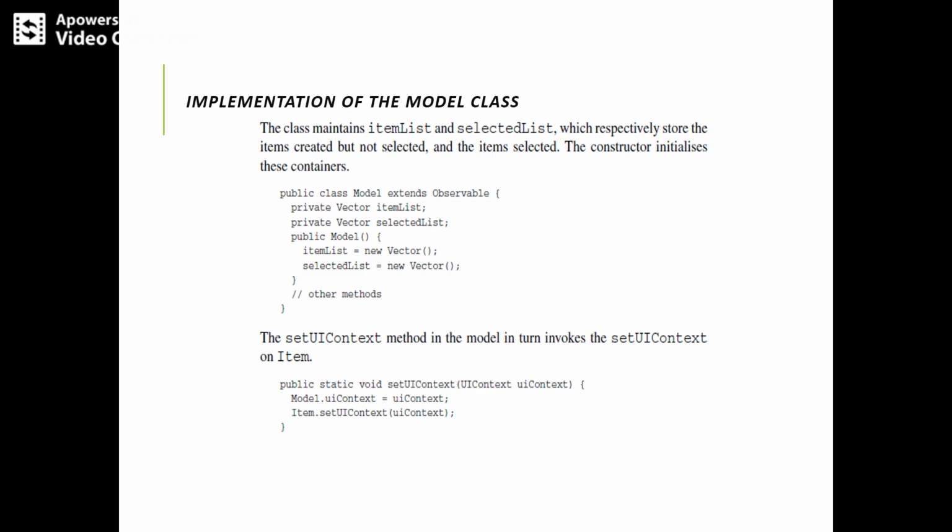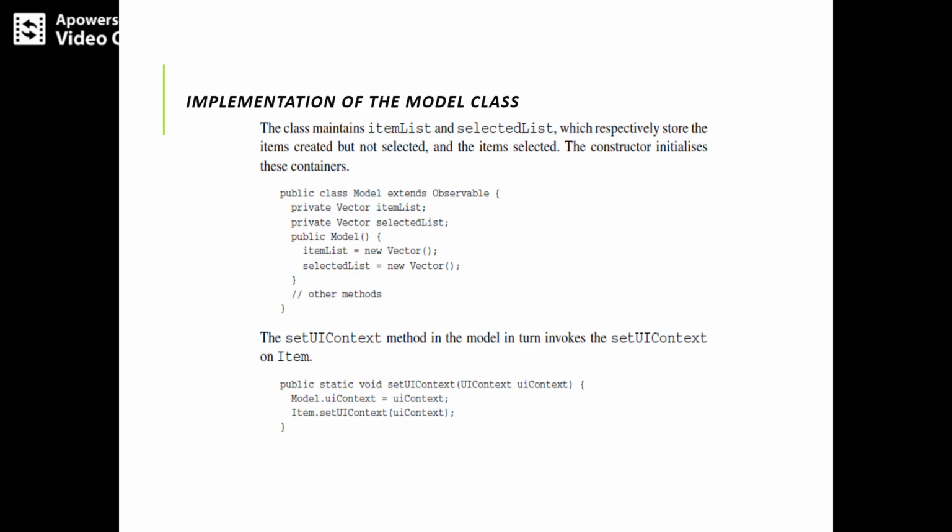So this we have taken as Java code. Public class Model extends Observable. We have taken the item list as a private Vector, and another one of type Vector, the selected list. Then public Model, the constructor, where we declare the item list in vector form and the selected list as a vector, and other methods which are not shown here. And close this one.